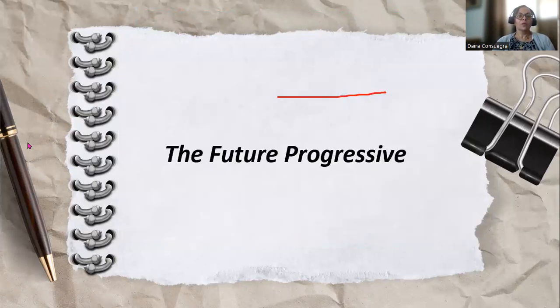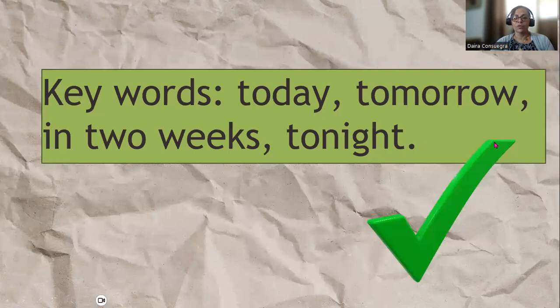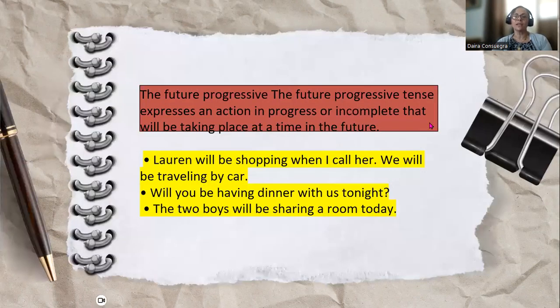So now we are going to go into the last topic, which is the future progressive. The future progressive, as the word says, is about the future. So the key words for this tense are today, hoy, tomorrow, mañana, in 2 weeks, en 2 semanas, or tonight, esta noche. The future progressive tense expresses an action in progress or incomplete that will be taking place at a time in the future. It's something that is going to happen in 2 weeks, tomorrow, tonight, or today.